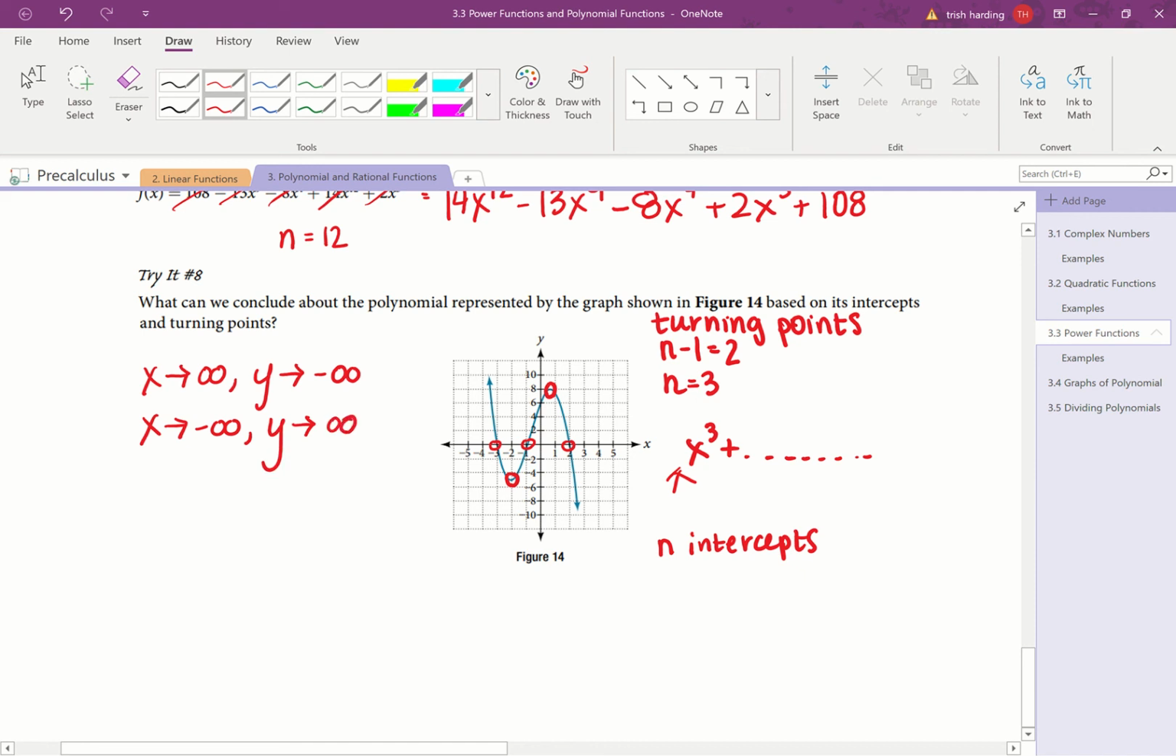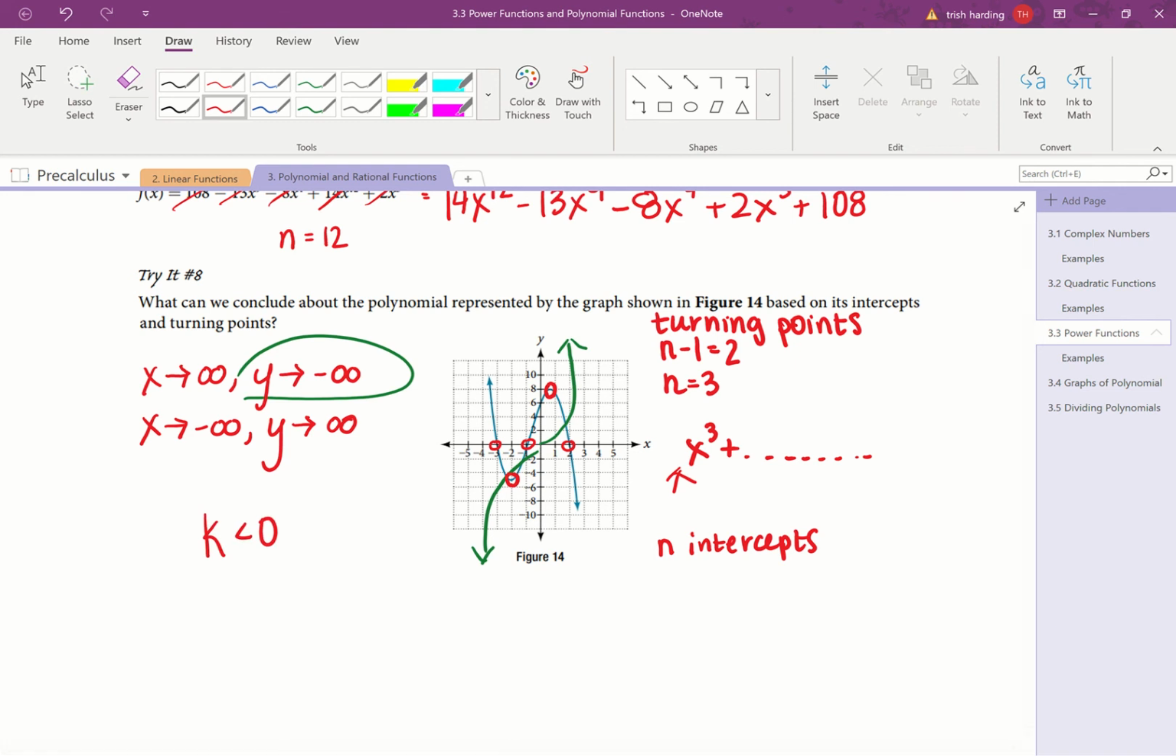Now, what does that tell us about that k? Well, if we go back and we look, notice that when k is positive, we'll have something like this. But this is the opposite. As our x gets larger, our y is not getting larger, it's getting smaller. So what the end behavior can tell us is that k is less than 0. And this is how you would go about analyzing a graph.